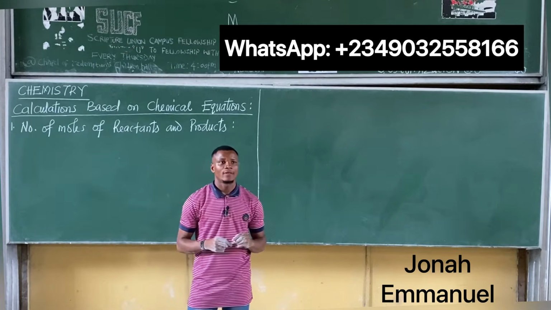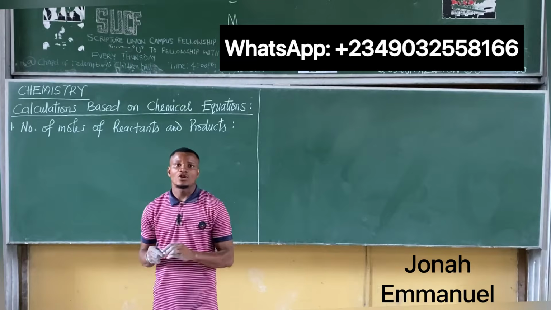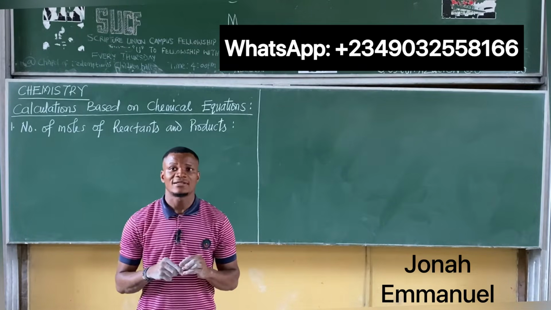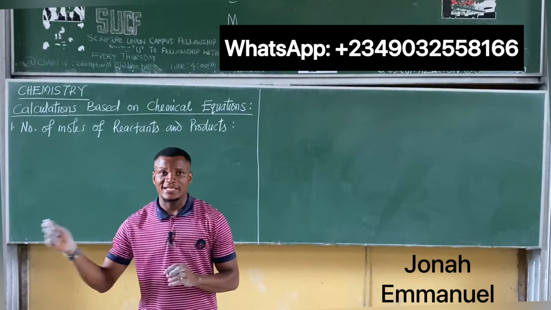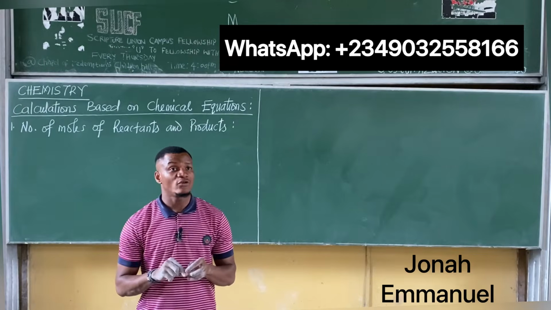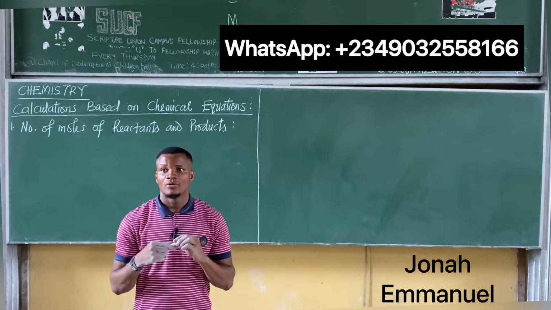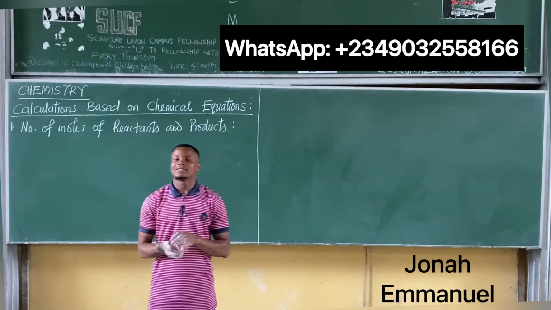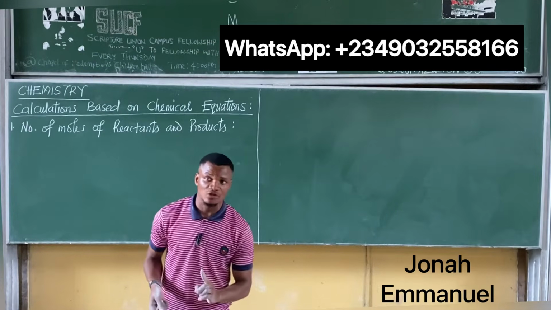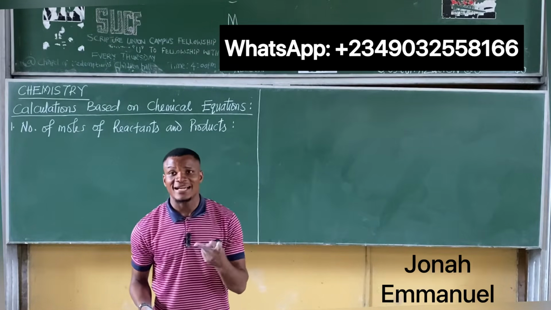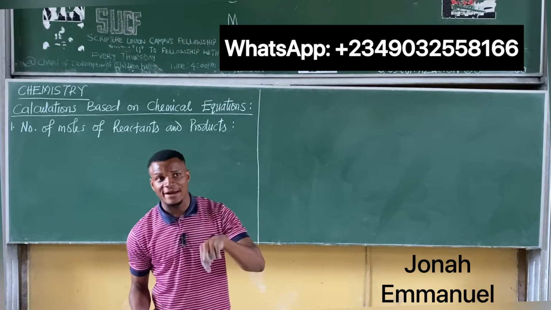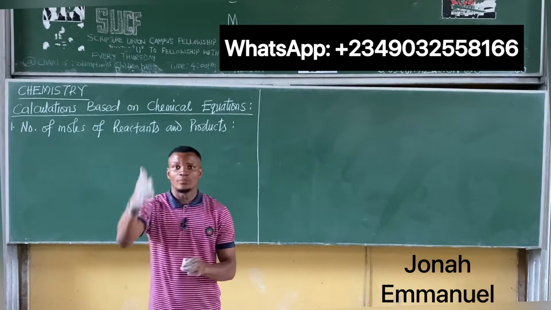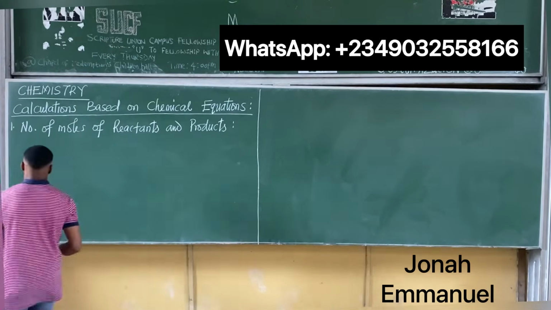Look up. For questions of this manner, your first task is to write a balanced chemical equation. In your test, they will first of all give you the equation, but let's assume we're not given the equation. If I look at the statement, nitrogen combines with hydrogen to form ammonia. My reactants are 2, nitrogen and hydrogen. My product is 1, ammonia. But let me save time, since I'm recording.